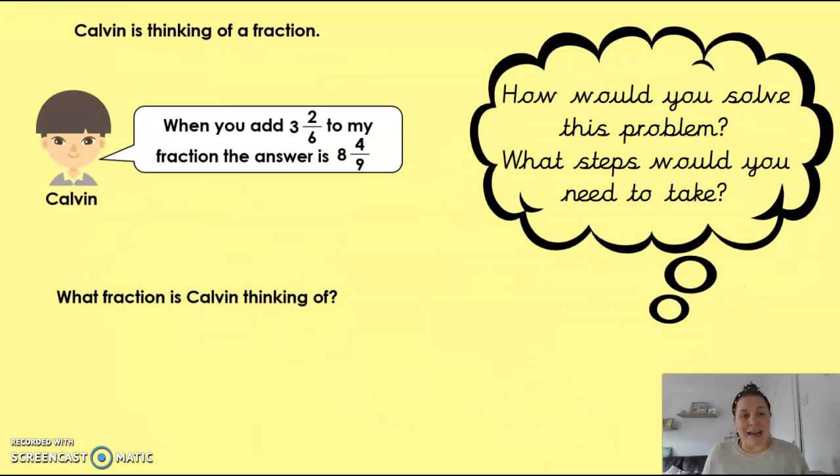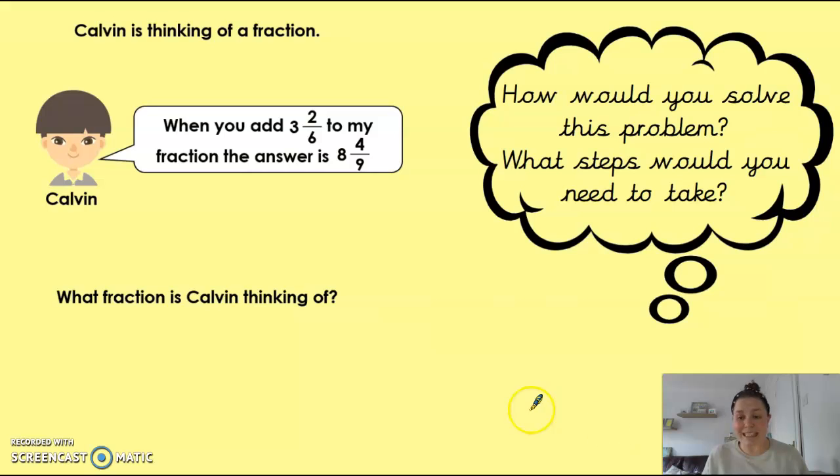Okay. Have a read of this alongside me. It says, Calvin is thinking of a fraction. When you add 3 2/6 to my fraction, the answer is 8 4/9. What fraction is Calvin thinking of? Pause the video and tell me how you would solve the problem. What steps would you take? What calculation would you have to do?